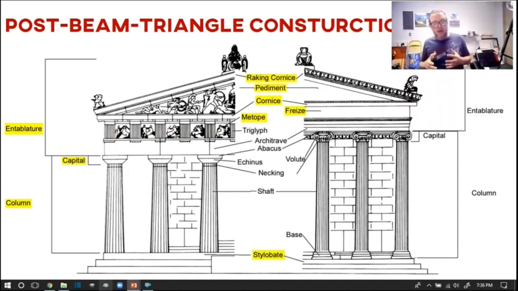Some other common features of Greek temples would be the entablature. That's the entire upper portion of the building above the columns. The cornice, that's the horizontal piece that crowns the entablature. The raking cornice up here, that's an angled cornice at the top of the pediment. The stylobate, which is down here, that upper step of the steps that lead up to the temple, and it's the one that acts as the base for the columns to sit on. And the capital, which is important for our purposes, which is the top of the column, and what that capital looks like determines the architectural order of that particular building.